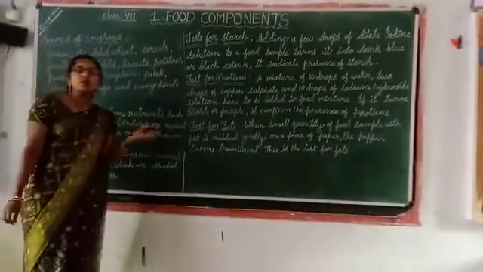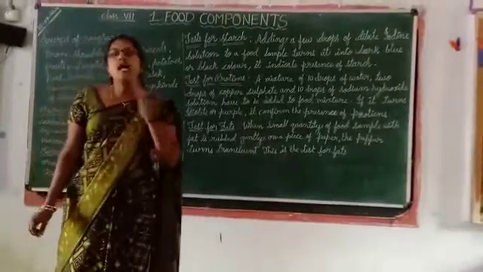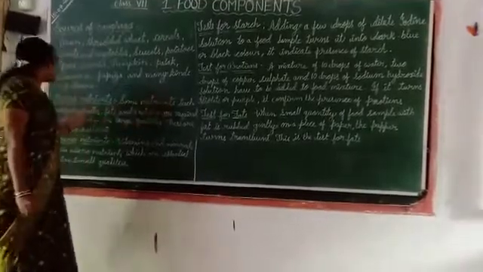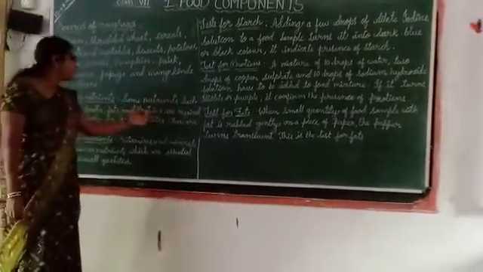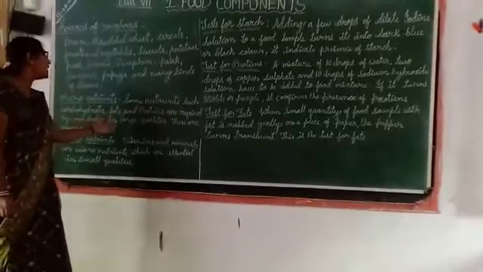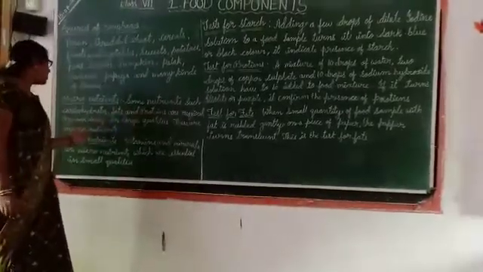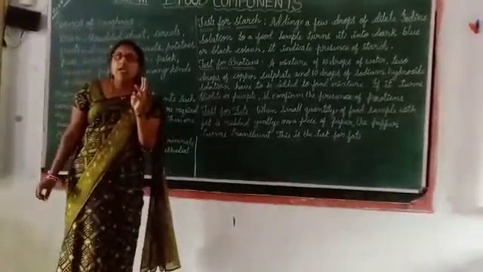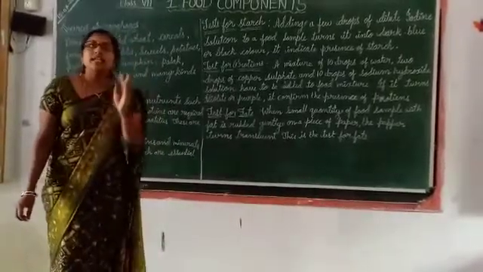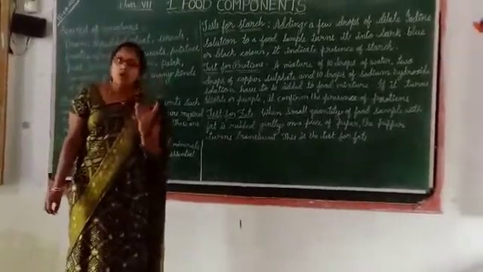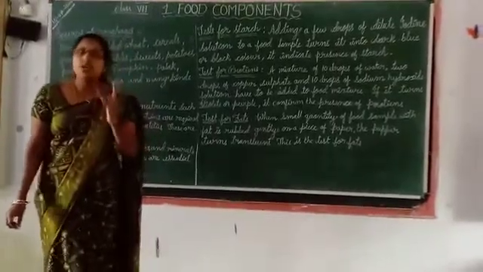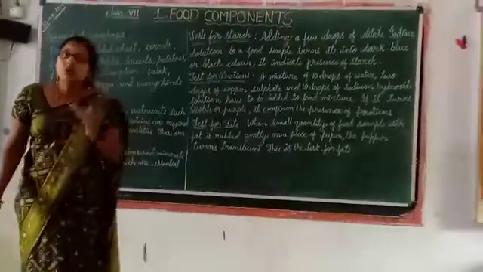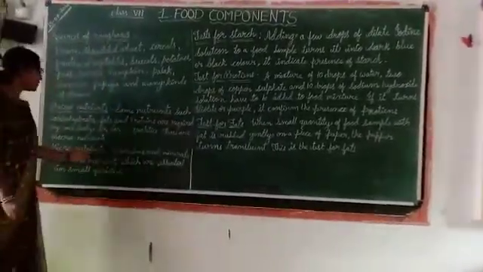Nutrients are classified into two groups. Okay? Micronutrients and macronutrients. Some nutrients such as carbohydrates, fats and proteins are required by our body in large quantity. So these are called macronutrients. See children, nutrients like carbohydrates, fats and proteins are required by our body in large quantity. We have to eat them in large quantity. So these three nutrients we call macronutrients. And the next one is micronutrients.